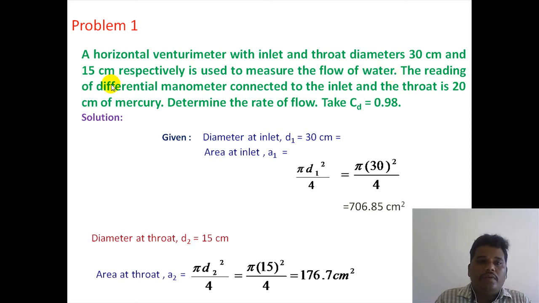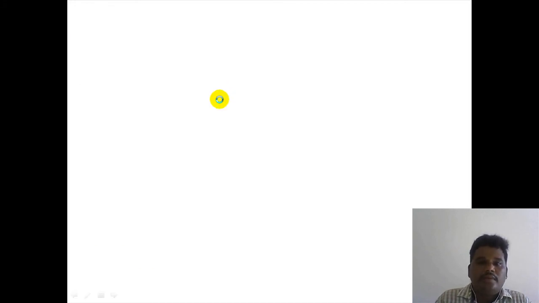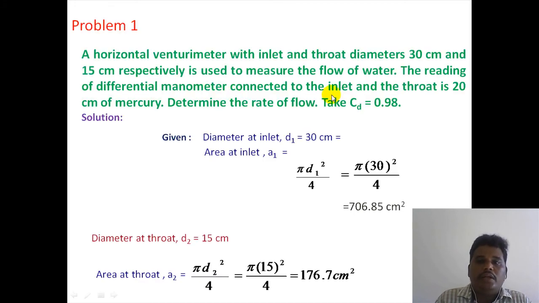The reading of the differential manometer connected to the inlet and the throat is 20 centimeters of mercury. Determine the rate of flow. Take CD as 0.8.